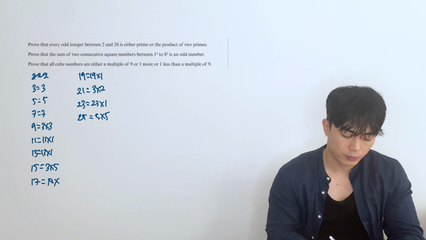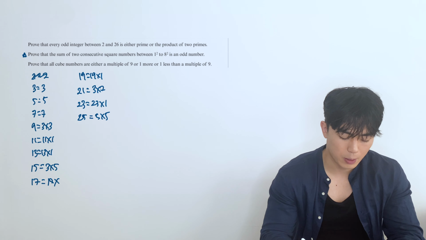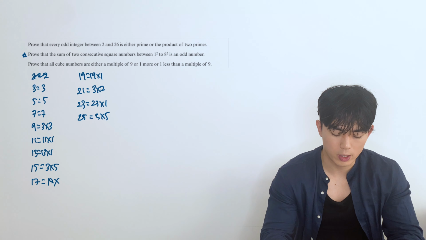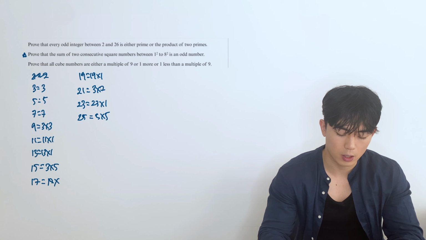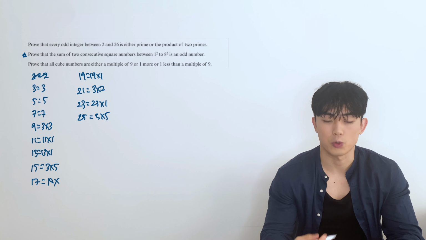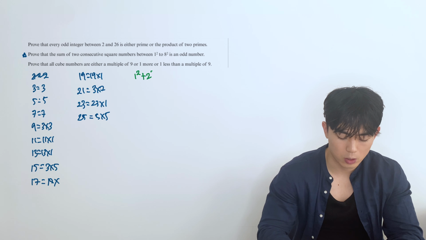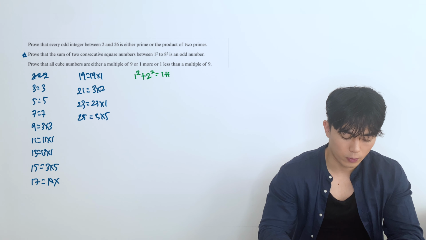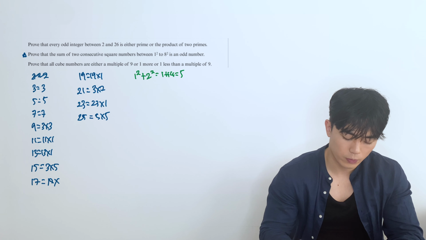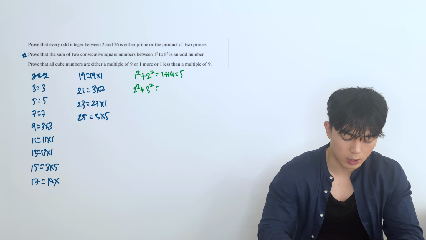Right, part B, or the second one, prove that the sum of two consecutive square numbers between 1 squared to 8 squared is an odd number. So squared numbers is like 1 squared or like 2 squared, right? So the two consecutive, if we sum them up, so the first one would be 1 squared plus 2 squared, 1 plus 4 is equal to 5, odd. And you just have to do this for every single example.